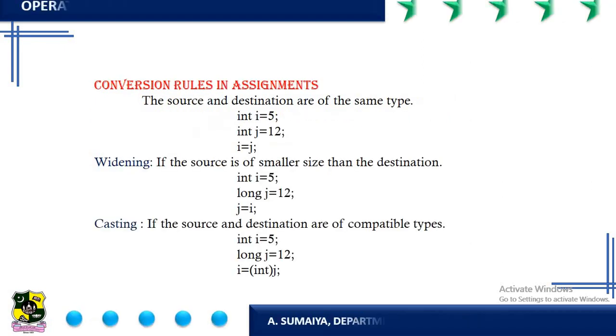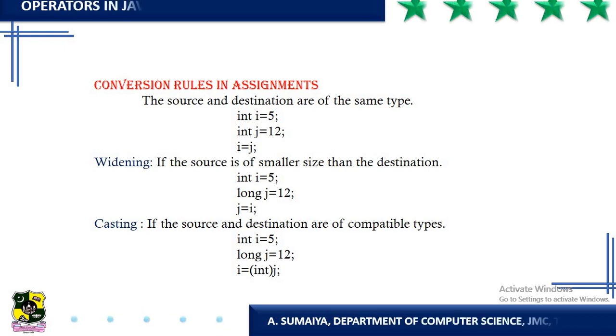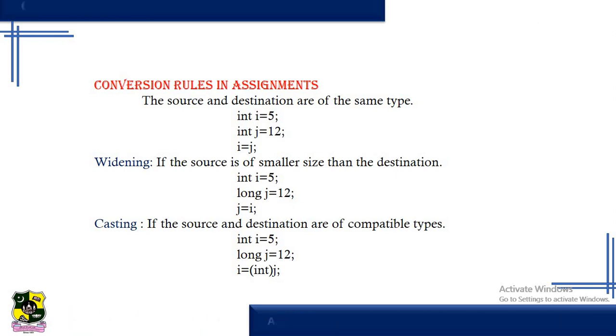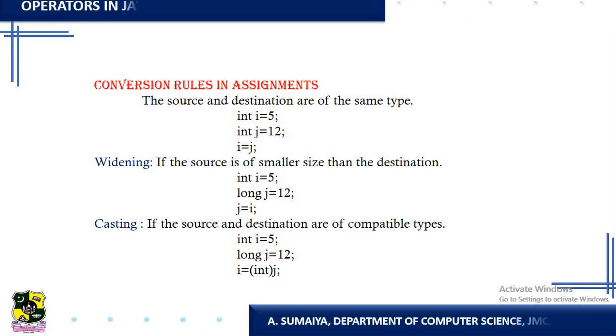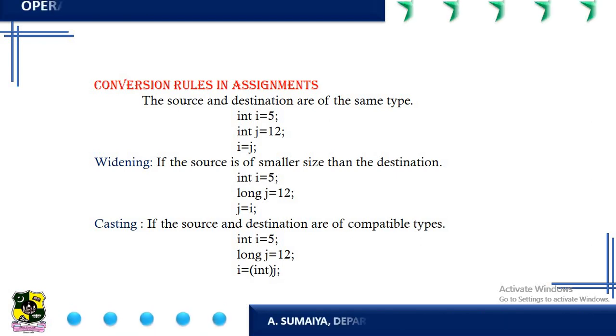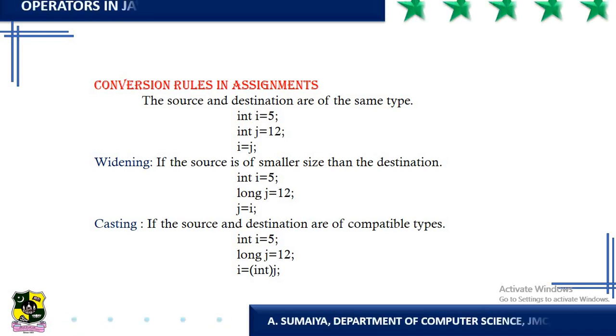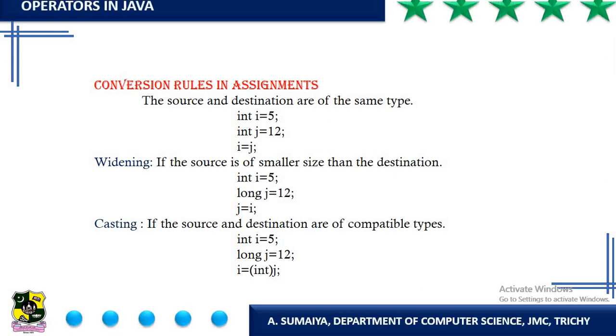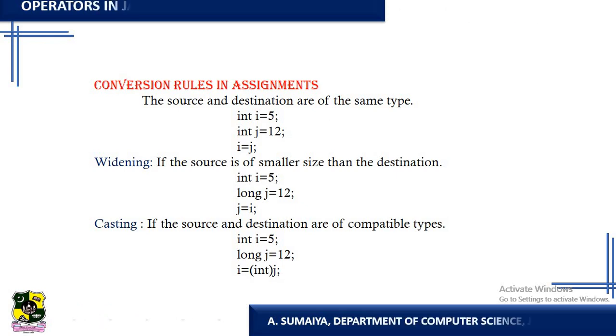Next thing, conversion rules in assignments. There are some basic conversion rules for assignment when the source and destination are of different types. First, if the source and destination are the same type, they can be assigned without any issues. For example, int i equal to 5, int j equal to 12, both variables are the same data type, so no issues occur. i equal to j is valid since both are the same type.